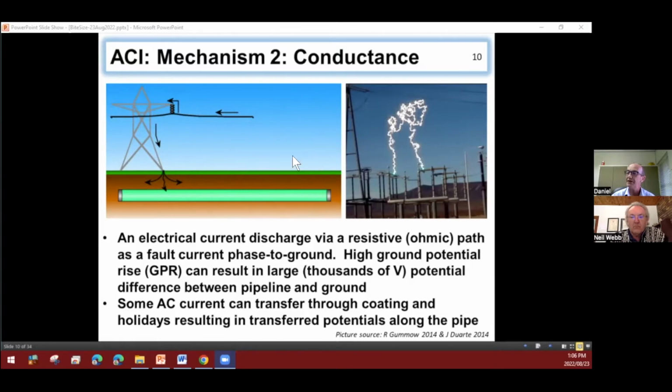Should we be standing somewhere here, we're standing on zero earth potential, say remote earth, and the pipeline is at some crazy high potential. We touch the pipeline, our feet are on earth, and due to the potential difference, we are going to be part of the electrical circuit and we are going to get a shock.